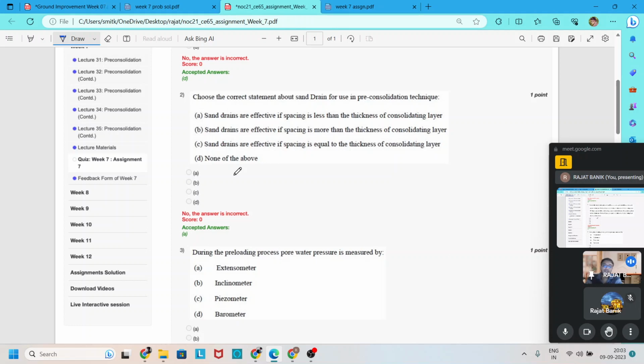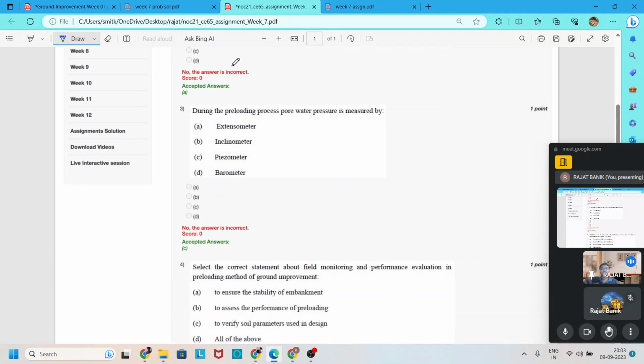Sand drains are effective if the spacing is more than that, which is not true, and equal to is also not true. The correct answer here is option A, that is, sand drains are effective if the spacing is less than the thickness of the consolidation layer. The third one says that during the preloading process, pore water pressure is measured by which one? Piezometer. We know that a piezometer is used to find out the pore water pressure. So the correct answer here is option C.